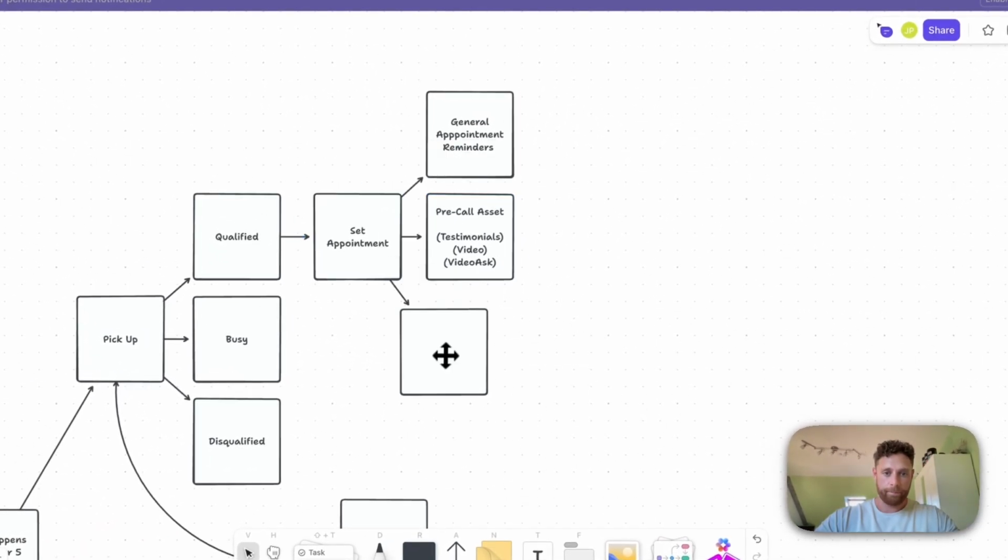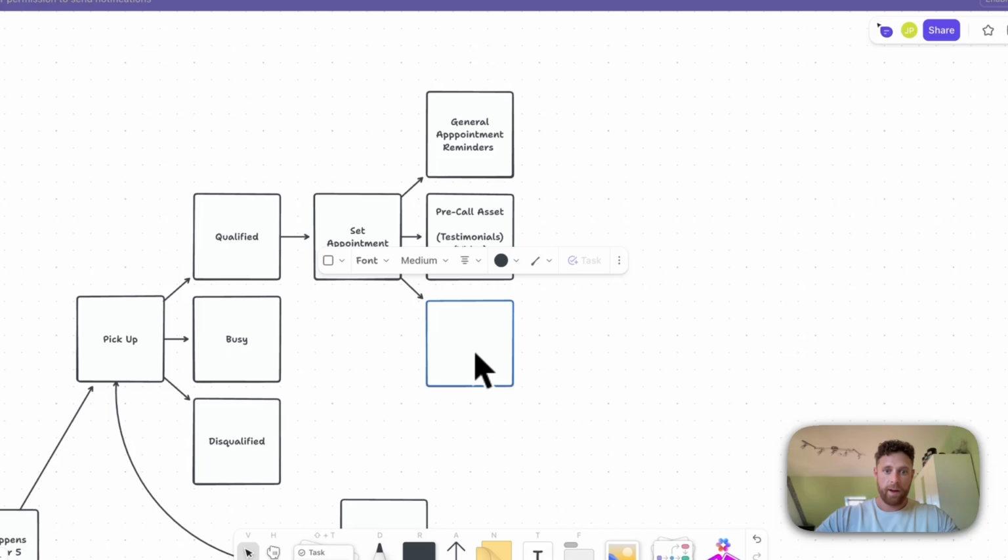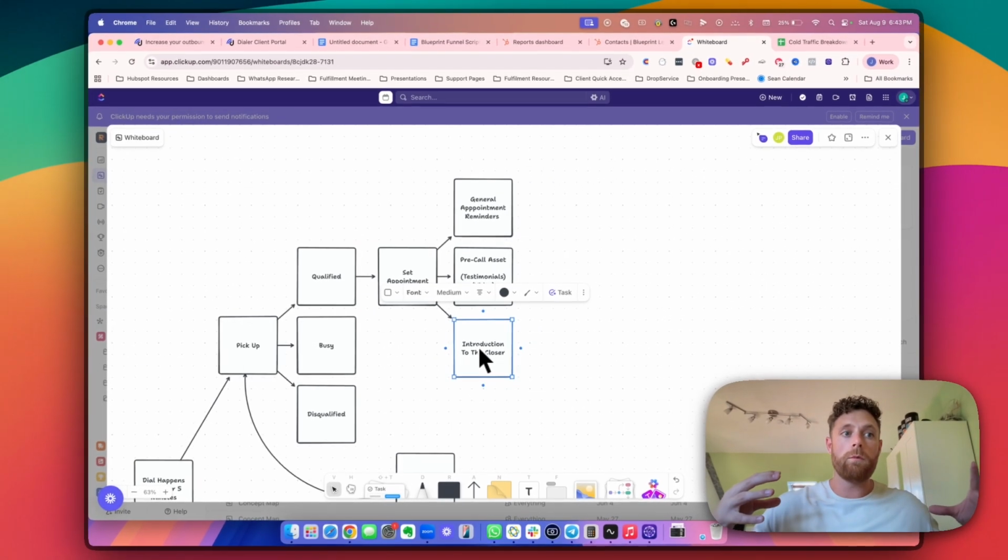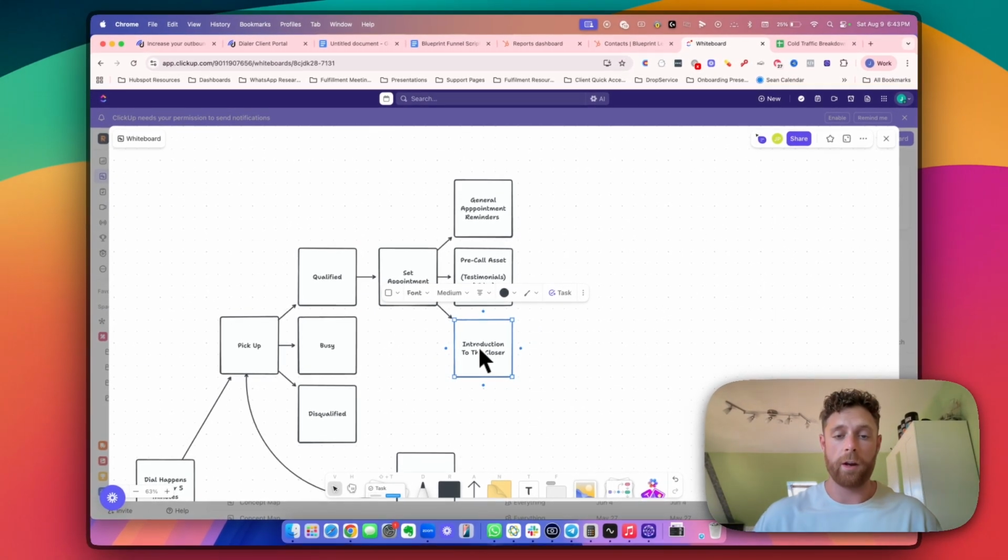And then lastly, we need an introduction to the closer. All right. And there's a few ways to do this. It depends on what your show rate is. If your show rate's already at 85%, just stick with general appointment reminders. You don't have to worry about it. You're not going to squeeze much out of that lemon. But if you're at 60%, 65%, if you're below that, I have some people that come to me and they're at 35, 40%. Okay. So the introduction to the closer, why is this important?